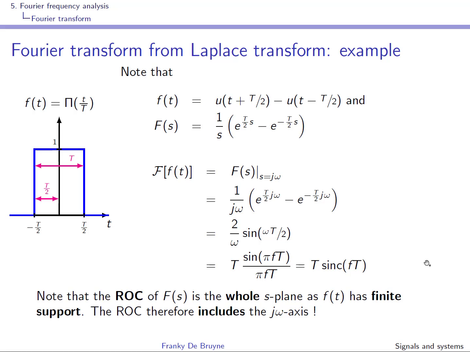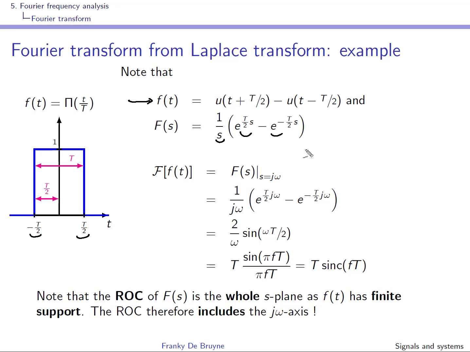Let us then first compute the Laplace transform of our rectangular window. So we can construct the function f(t) using two steps, right? One that is at minus T over 2 and another one at T over 2. We know that the Laplace transform of a unit step is 1 over s, and now we have to use the time shifting property. If we use the time shifting property, we'll have exponentials appearing in the Laplace transform.